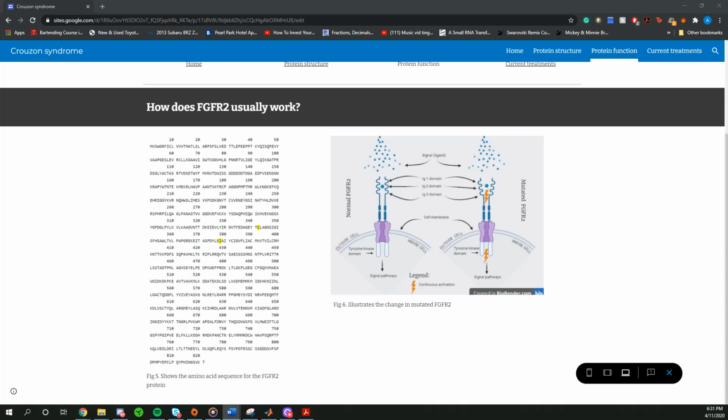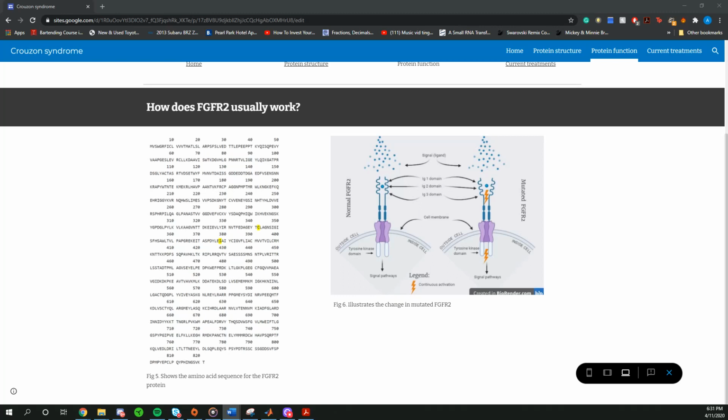Hey guys, today I will be explaining the function of the FGFR2 protein, but focusing more specifically on the dysfunction and why the change in this function causes Crouzon syndrome. Okay, as we know, there are about 50 known mutations of FGFR2, and these mutations are what cause Crouzon syndrome to occur.